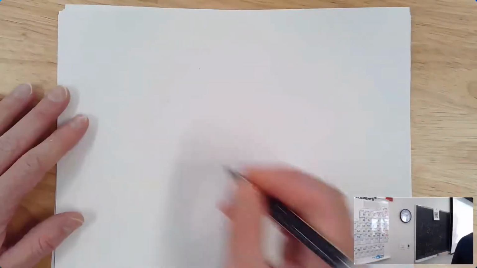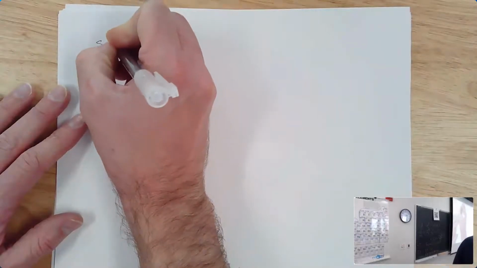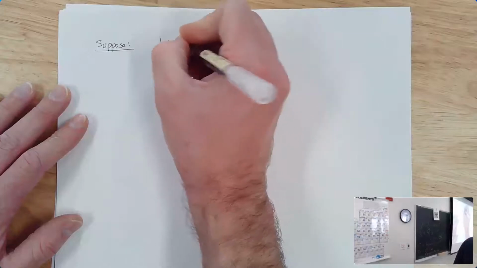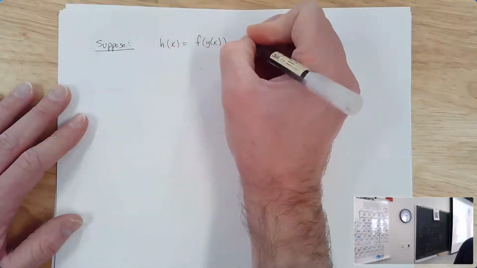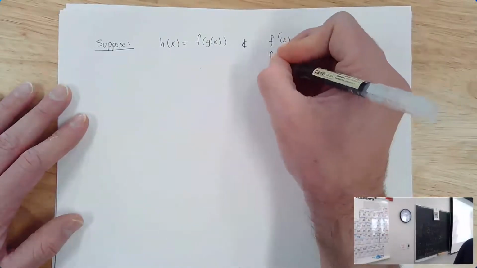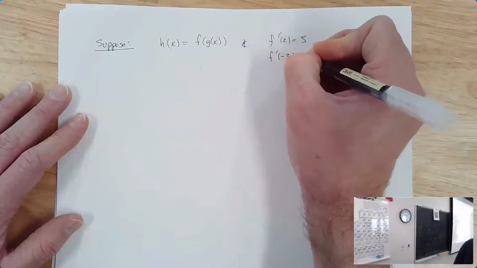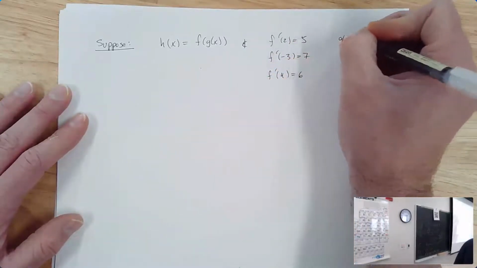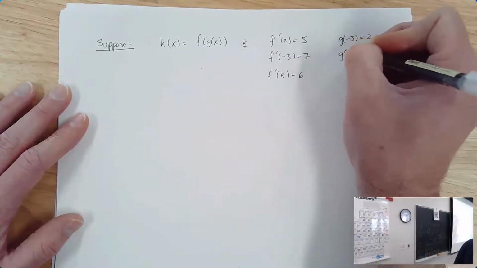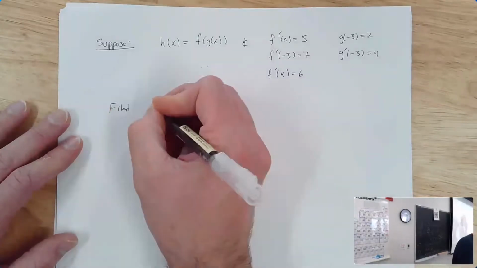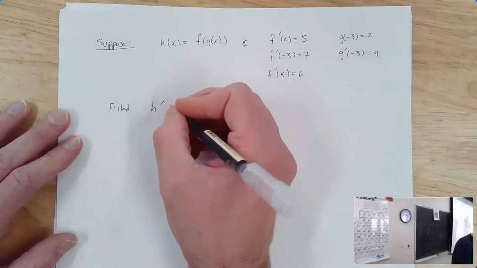So let's say we had a question like this. Suppose we are given the following. h of x is equal to f of g of x. And we know that f prime of 2 is 5, f prime of negative 3 is 7, f prime of 4 is 6, and g of negative 3 is 2, and g prime of negative 3 is 4. And they're asking us to find h prime of negative 3.